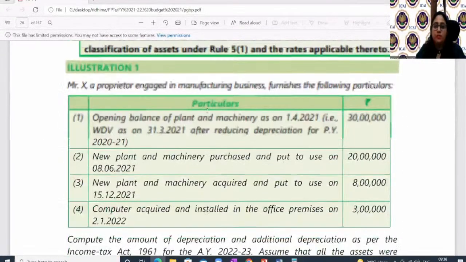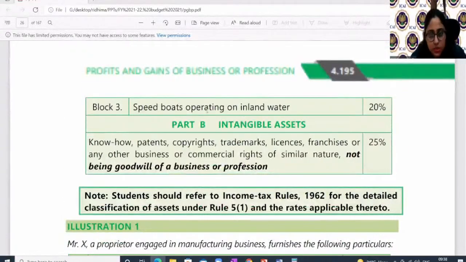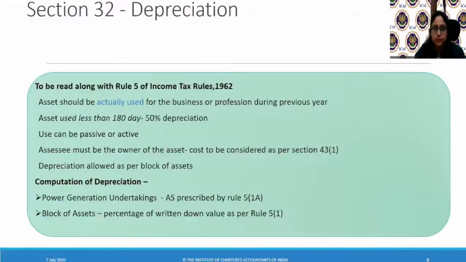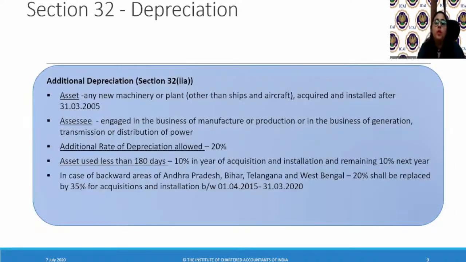Okay. Now this brings me back to another concept, which is additional depreciation. So what is additional depreciation, ma'am? To incentivize manufacturing in India, the concept of additional depreciation was introduced under Section 32, subsection 1, clause 2A. Now, this is called additional depreciation.